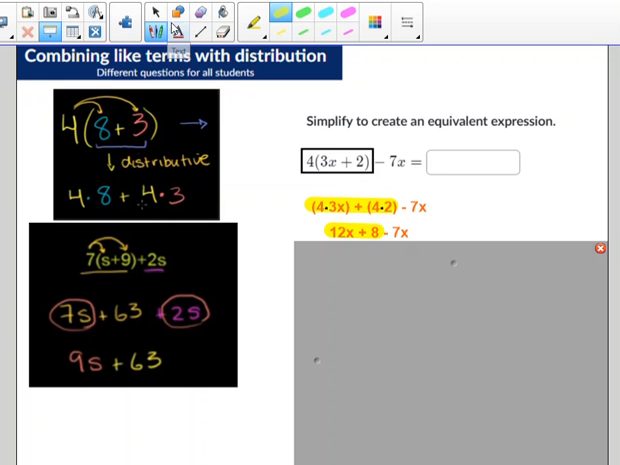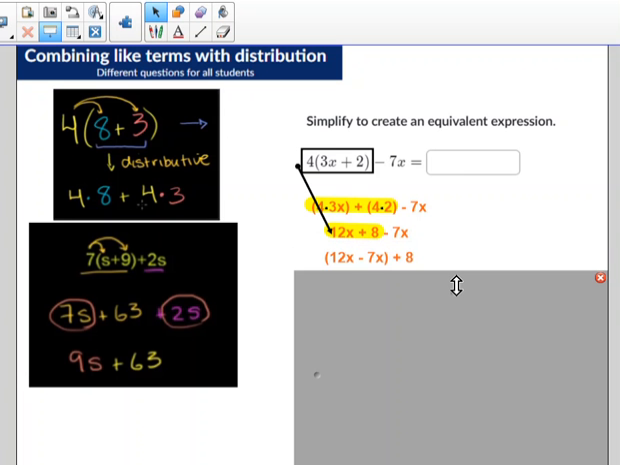So in a sense, I really just made an equivalent expression, okay? This right here really turned into that, all right? 12x plus 8. So I want to distribute first. And then after I distribute, now I can really focus on combining like terms. So I have 12x and I have take away or minus 7x. So again, look at your coefficients, 12 and 7, and we know we're doing some subtraction there.